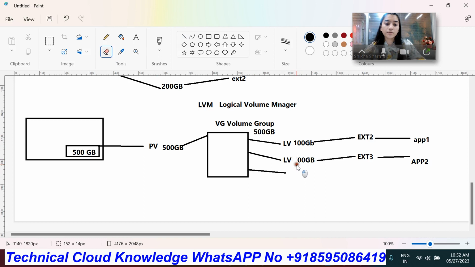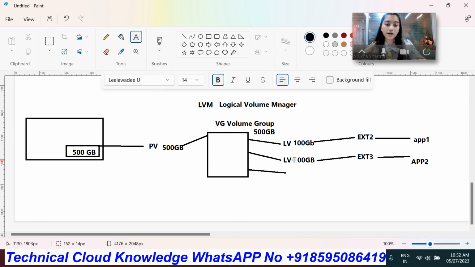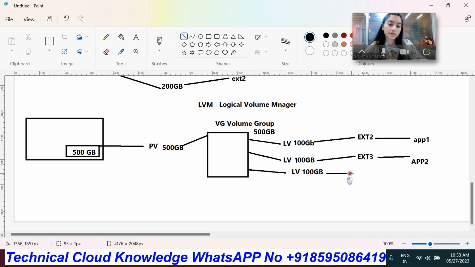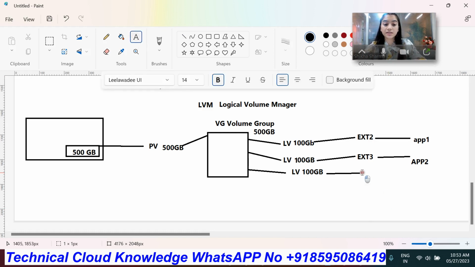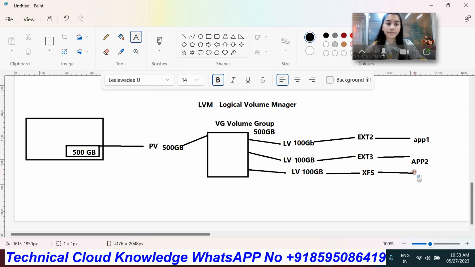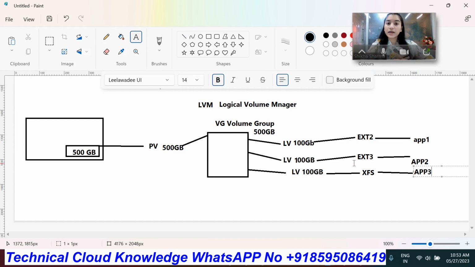We will also create an LV of 100 GB here too for the third application. Format it with XFS, because application 3's demand is for the XFS file system. Am I right? Now let's connect it with the third application. So that's how we are able to fulfill their demands in a virtual way.